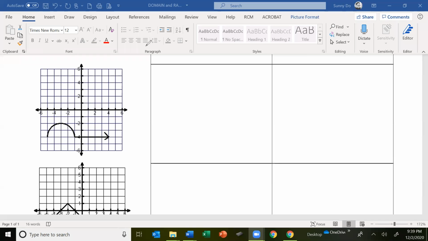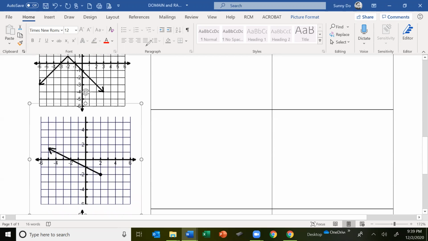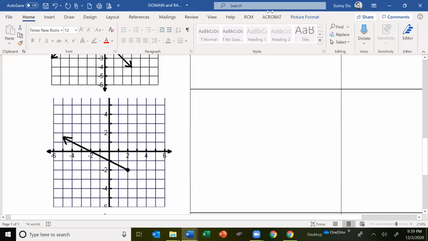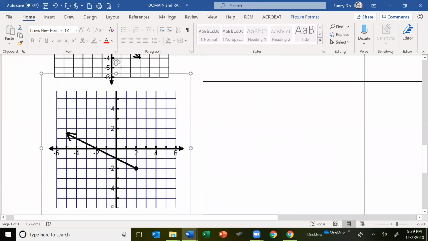Next, we are going to take a look at one more with the inequalities that have one direction. So let's take a look at this one right here. We are going to analyze the domain and range of that graph. As you can see right here, we have the one arrow. Let's see what arrow it is pointing.